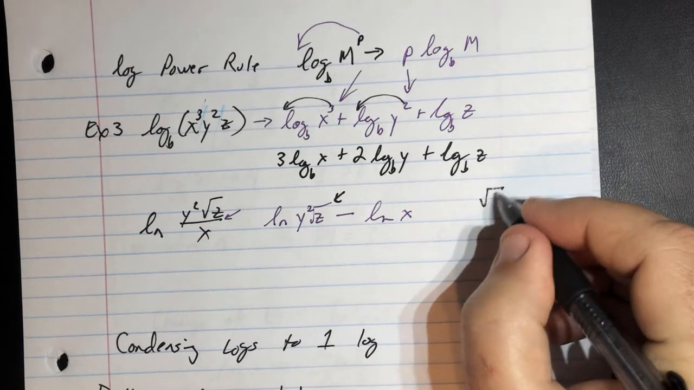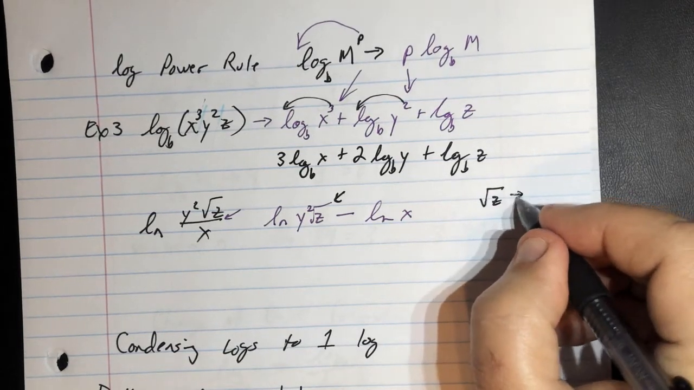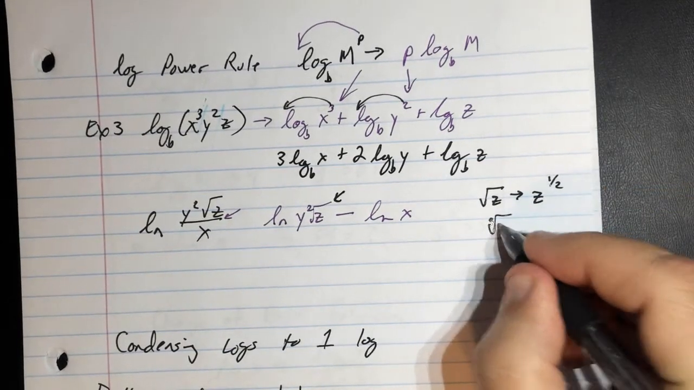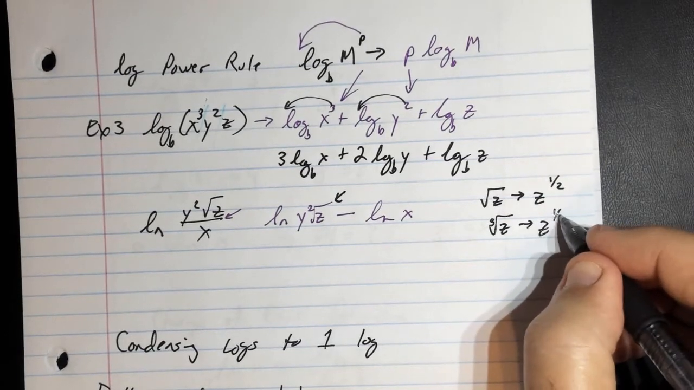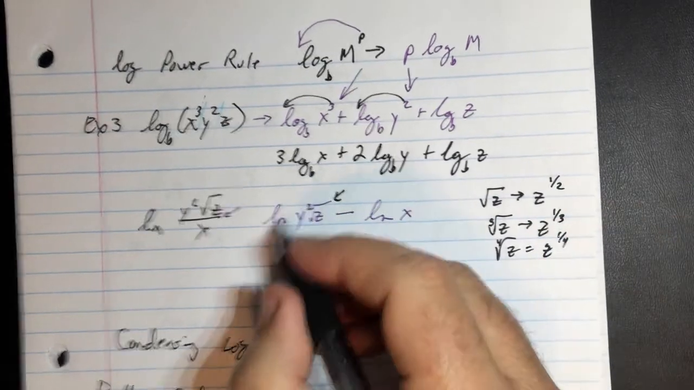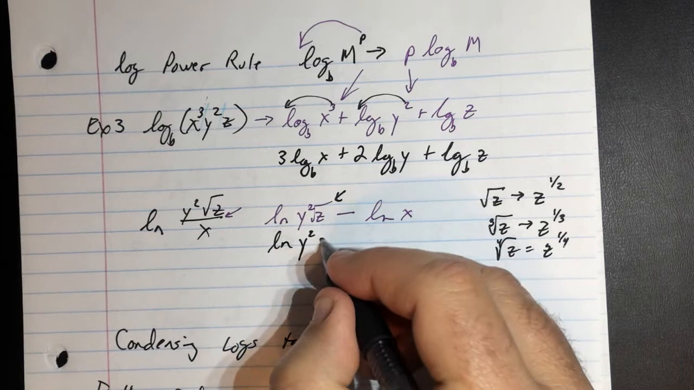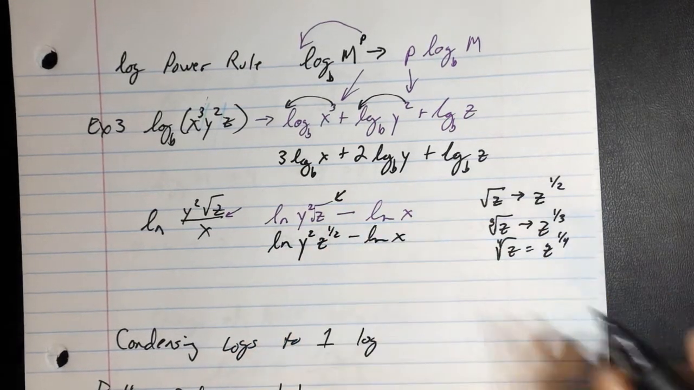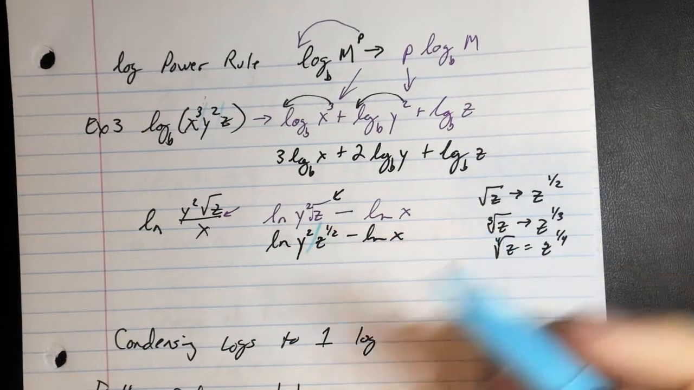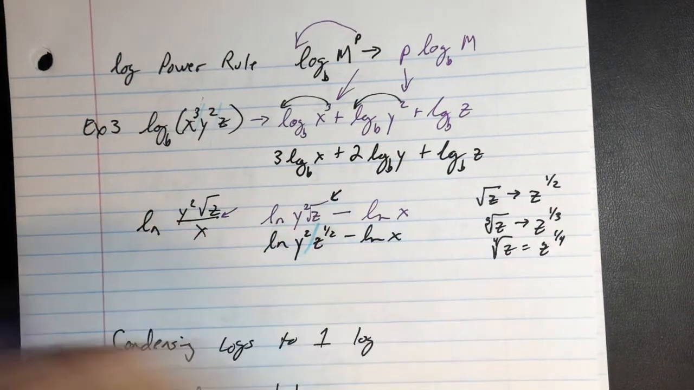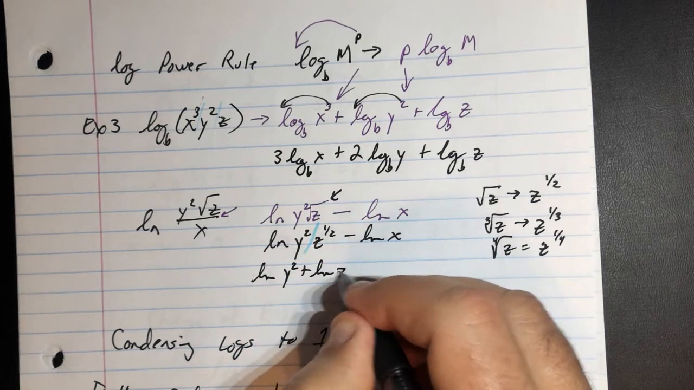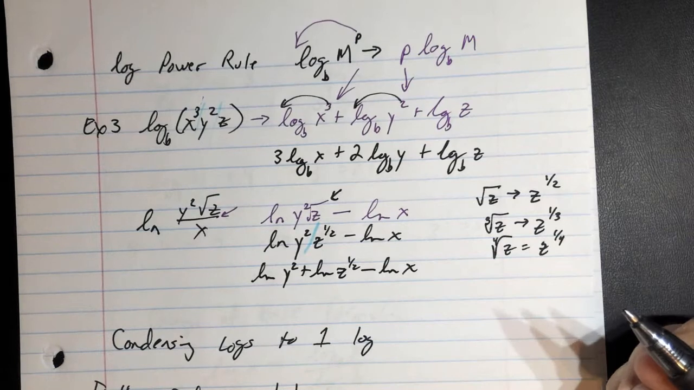Remember that the square root of some value is the same as saying that value to the 1/2. A cube root would be z to the 1/3 and so forth. Fourth root would be z to the 1/4. So this is actually the natural log of y squared z to the 1/2. Now how do I separate the y and the z? I got to separate those two, right? Well, I got to do that by addition. So we're going to have natural log of y squared plus natural log of z to the 1/2 minus natural log of x.